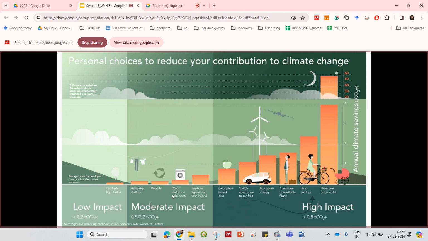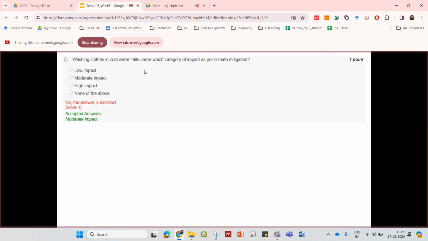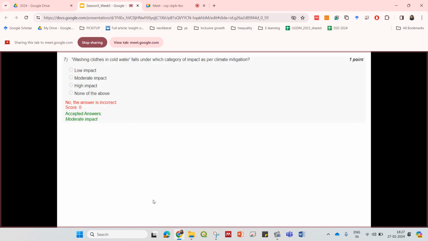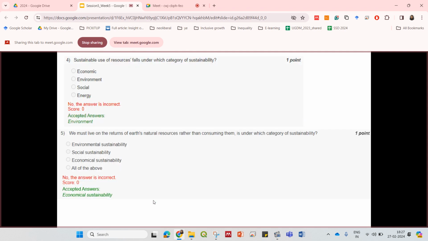So I hope this is clear. The question asked you about washing clothes in cold water, and you can see clearly washing clothes in cold water lies among the moderate impact. So it lies among the choices which can have a moderate impact on climate and climate change. So I hope this is also clear. We move on to the next doubt.